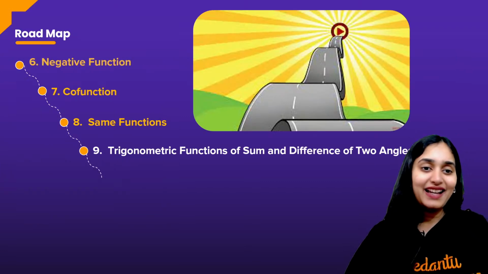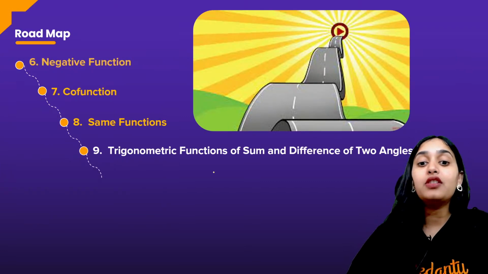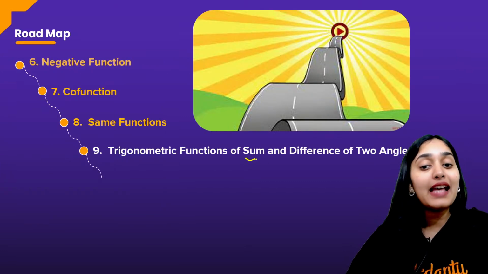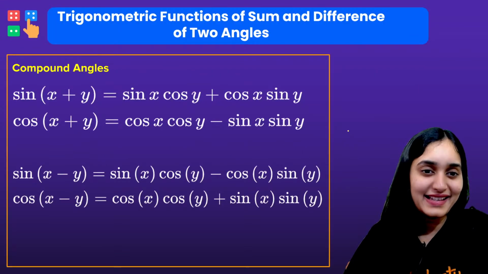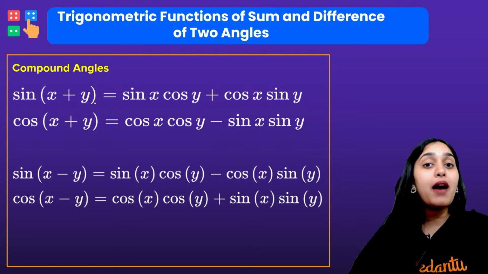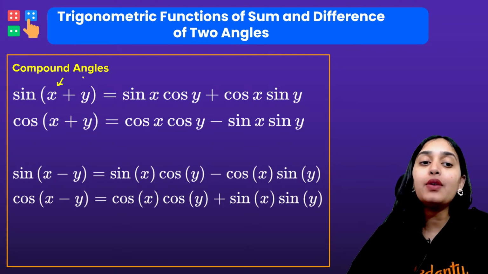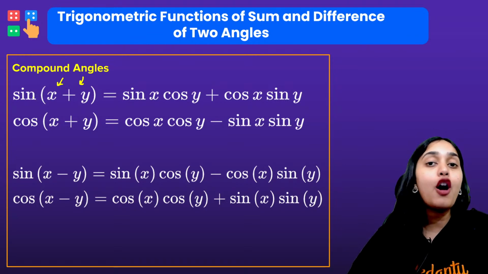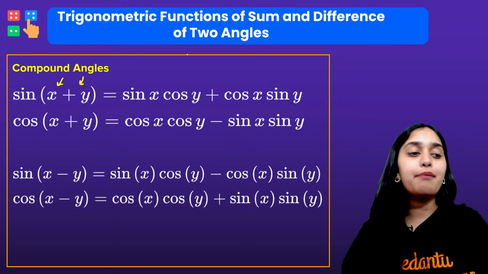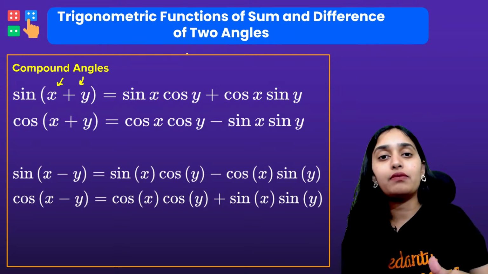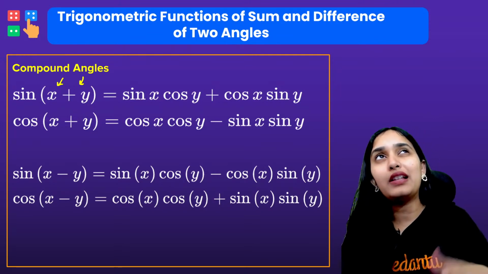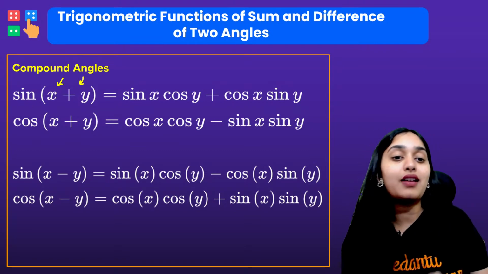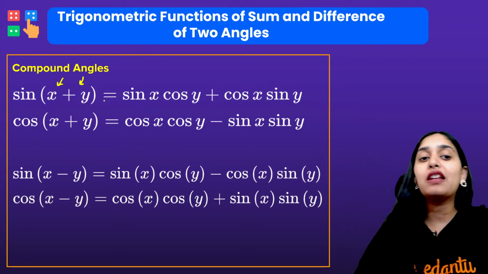Alright. Chalo. Now let's learn about the trigonometric functions of sum and differences of two angles. First is compound angles formula. What happens when we are adding two angles? So basically sine of x plus y. For example, sine 60 plus 30 is how much? So we can find the value.